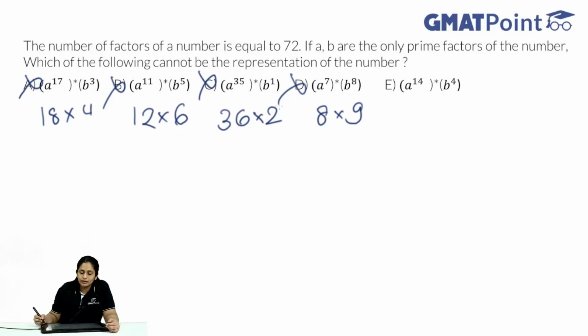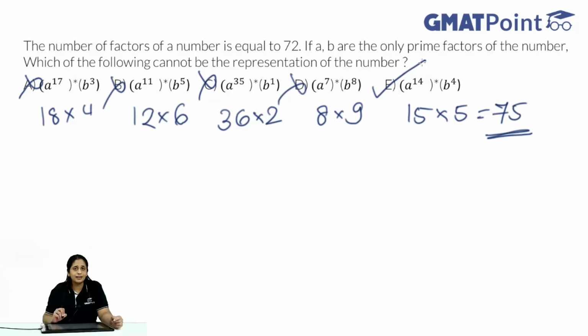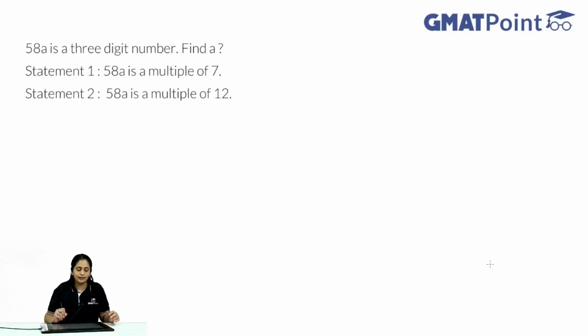So the last one would be a raised to 14 into b raised to 4. 14 plus 1 is 15, into 4 plus 1, that is 5. So this is equal to 75. So the number of factors for option E would be 75, which is not 72. So this cannot be the representation of the given number. So E is the right option to choose. If you know the formula, this would be a trivially easy question to answer. Just take one more than the index, take the product of all of those numbers, and you have your required answer. Now let's take a look at the next question.